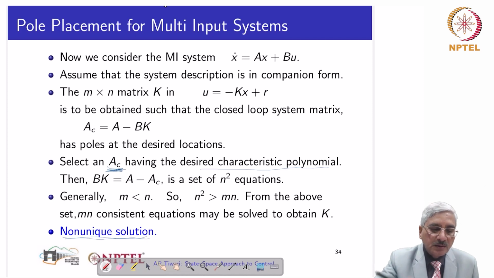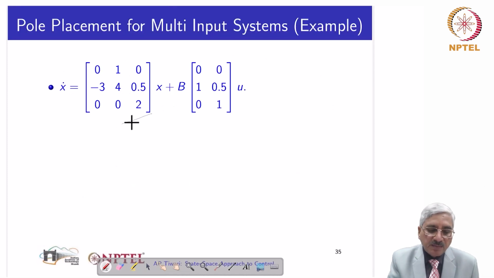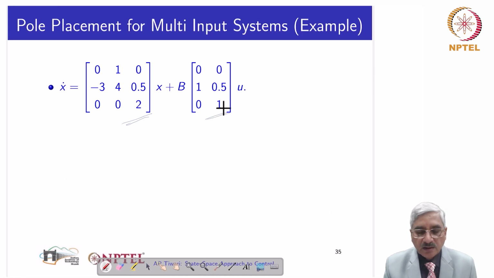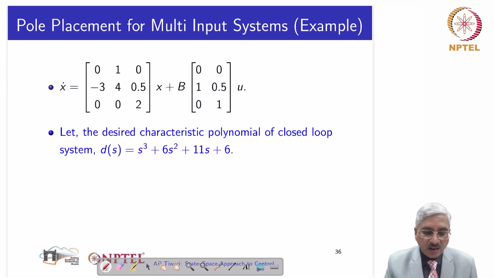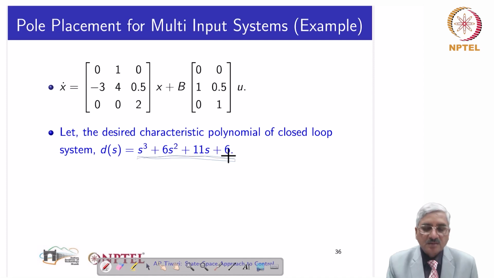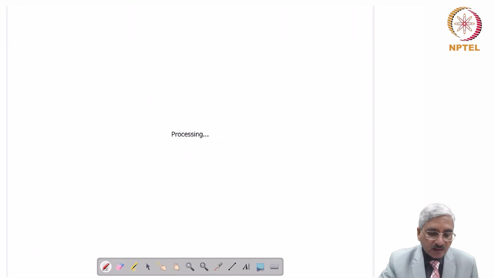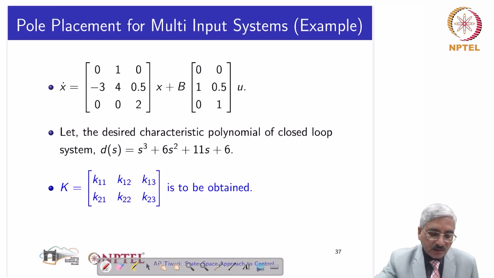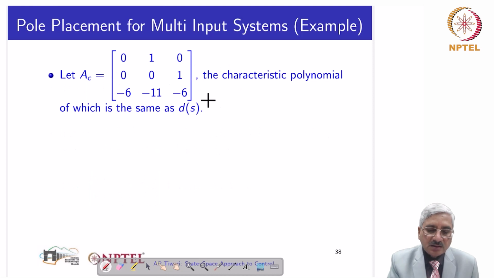We see an example. So we have this A matrix and we have this B, the input matrix. There are two inputs and we want to obtain the state feedback gain for this system so as to place the poles. Again, the same characteristic equation which we have been using, s cube plus 6s square plus 11s plus 6. Now we have to first find one AC which will have this characteristic equation. And for that, K has to be determined and we select this AC.